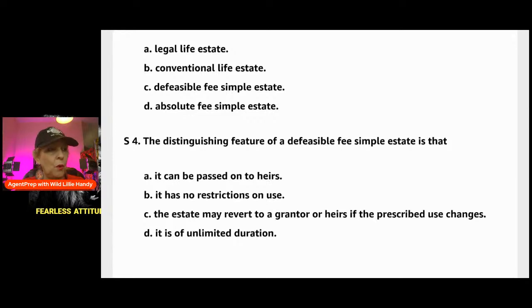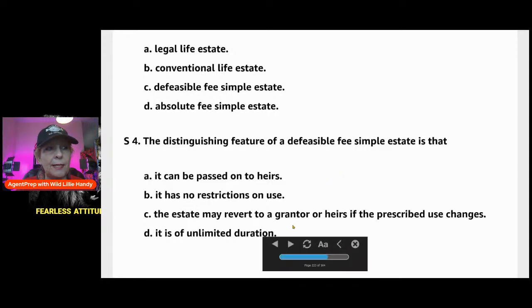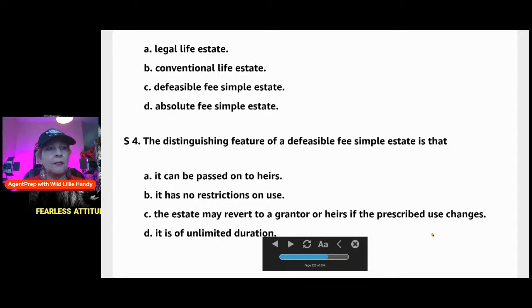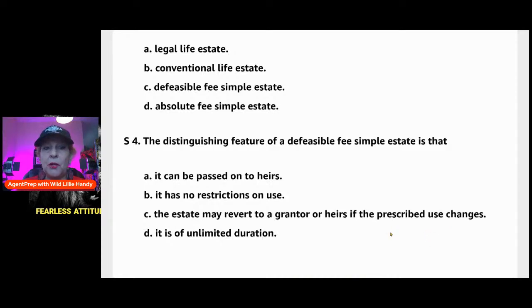So number 4, no, it is not D. Number 4 is actually C. A defeasible estate means that the owner grants it, conveys it to somebody else. That's the grantor. And they pass it on to someone else. However, if they don't use it according to the conditions that the owner prescribed, it'll go back, okay? It'll revert back. The estate reverts back to the grantor.